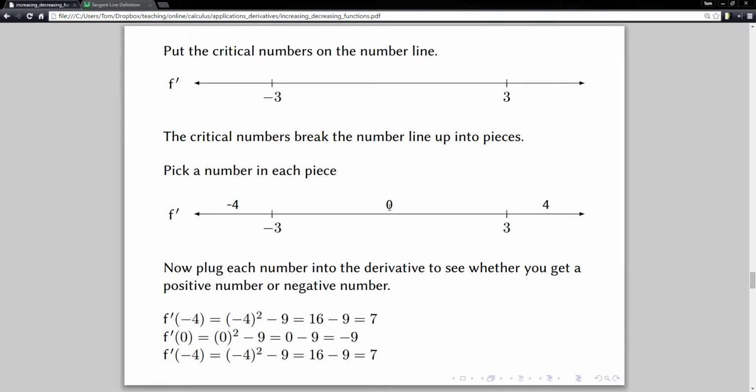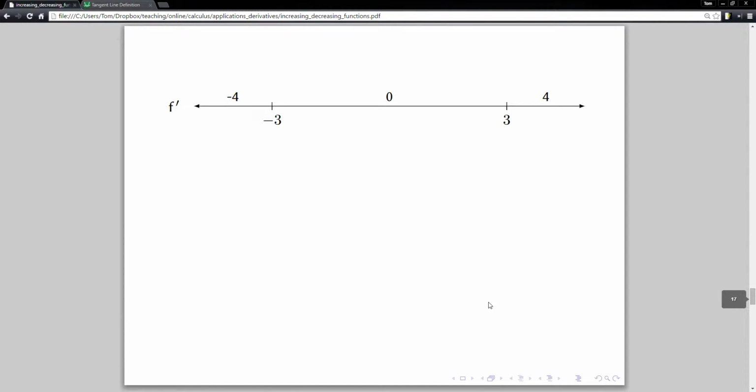On this piece I had a 0, right? I picked 0 as my test point. I plugged in the 0. I got a negative 9, right? And so what that means is that not only when I plug in a 0 into the derivative will I get a negative number, if I plug in any number on this piece in between here from minus 3 to 3, into the derivative I will get a negative number. When I tested the 4, right, I got a positive 7. Okay, so that's what my number line looked like when I picked my test points.